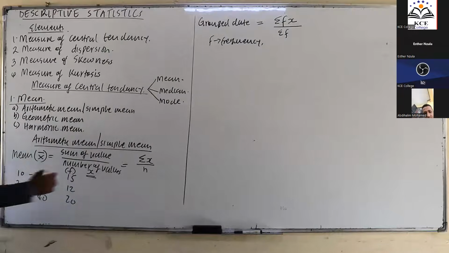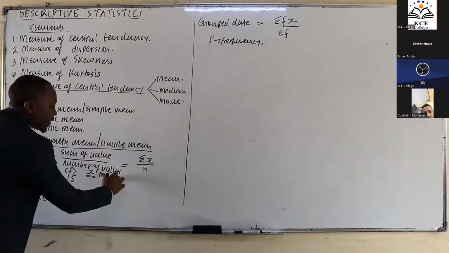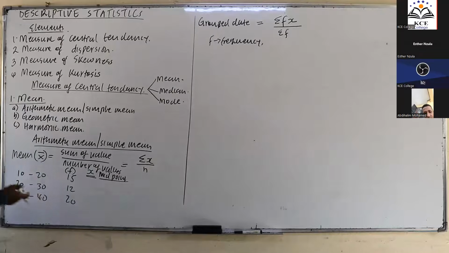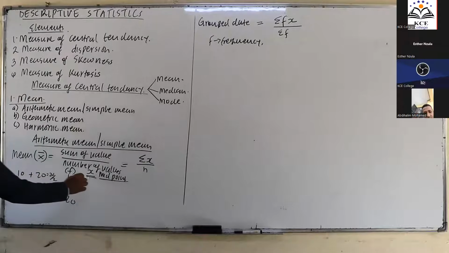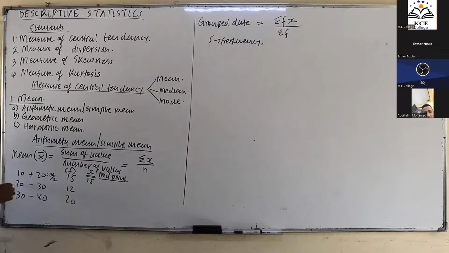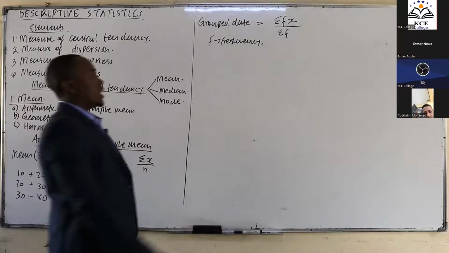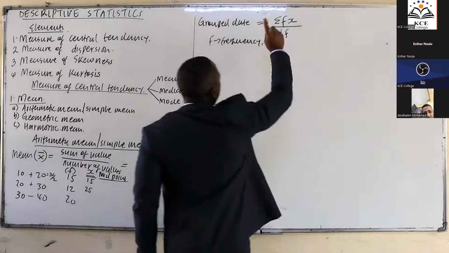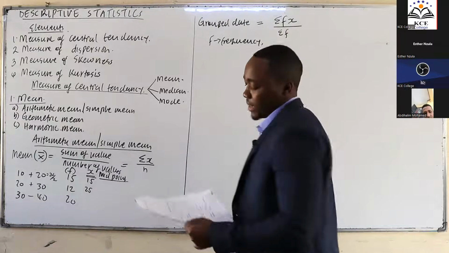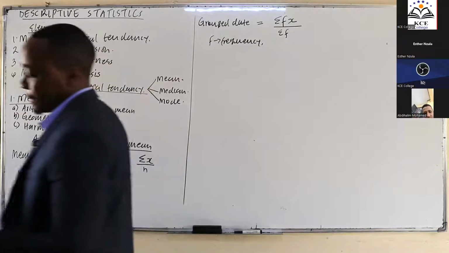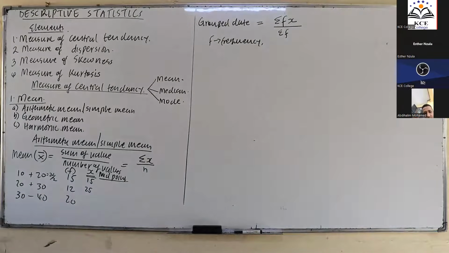So you just compute what you call the midpoint for those students who scored between 10 to 20. To get the midpoint, you just take 10 plus 20, you get 30, and then you divide by 2. So your X will be 15 here. Here will be 20 plus 30, you get 50, 50 divided by 2, 25, like that. So that's our X. F is the frequency, X is the number, depending on what you're investigating. That's all about the arithmetic mean.